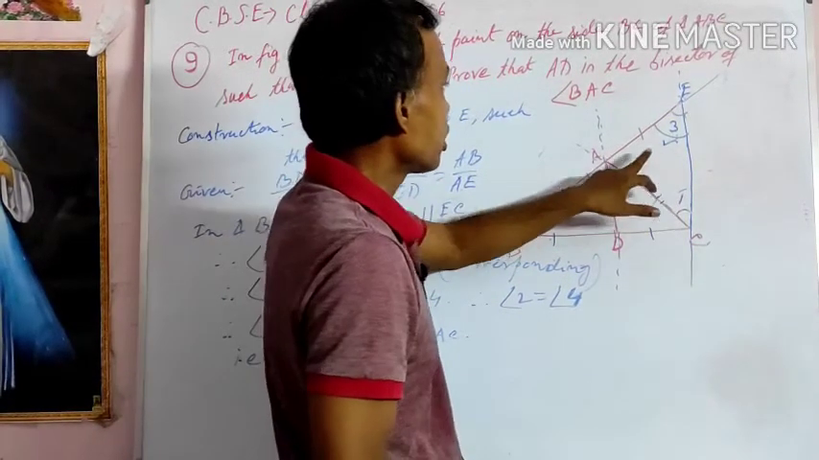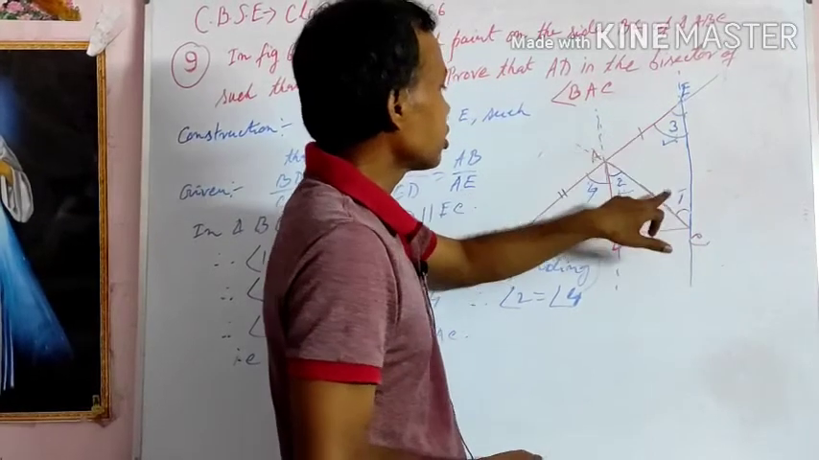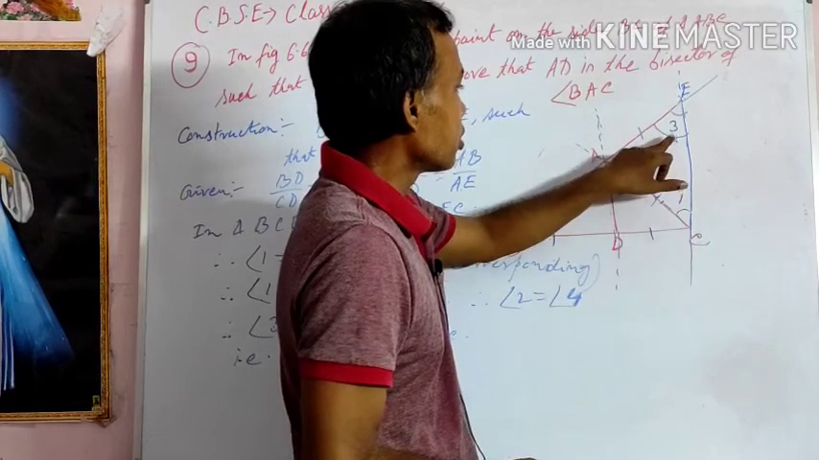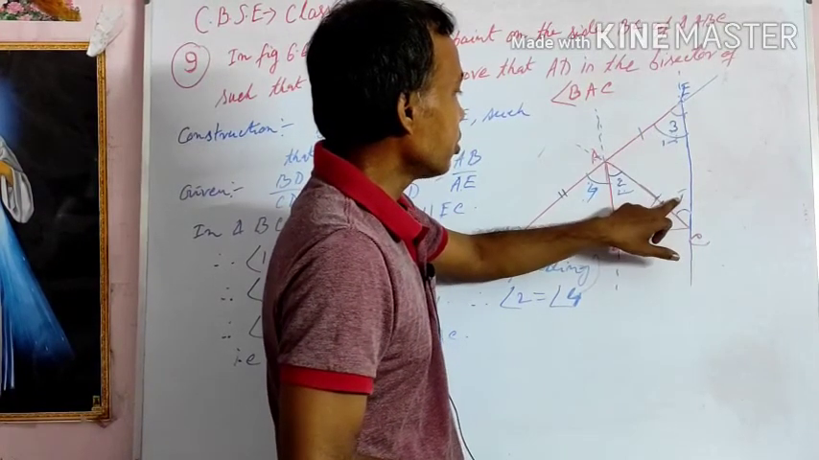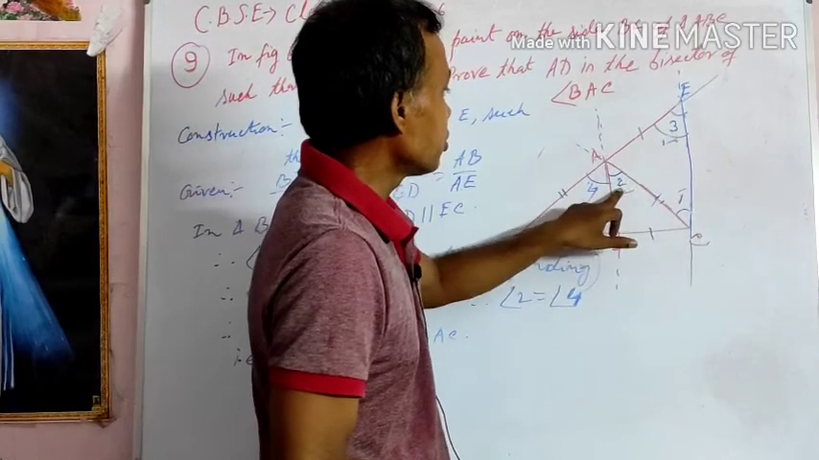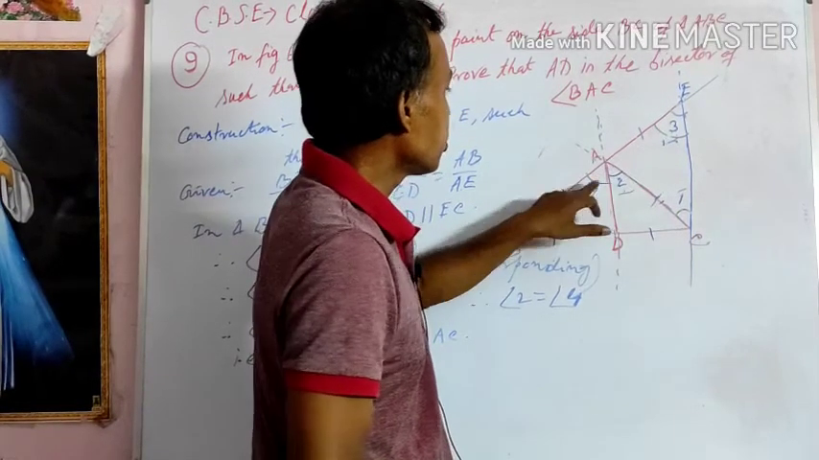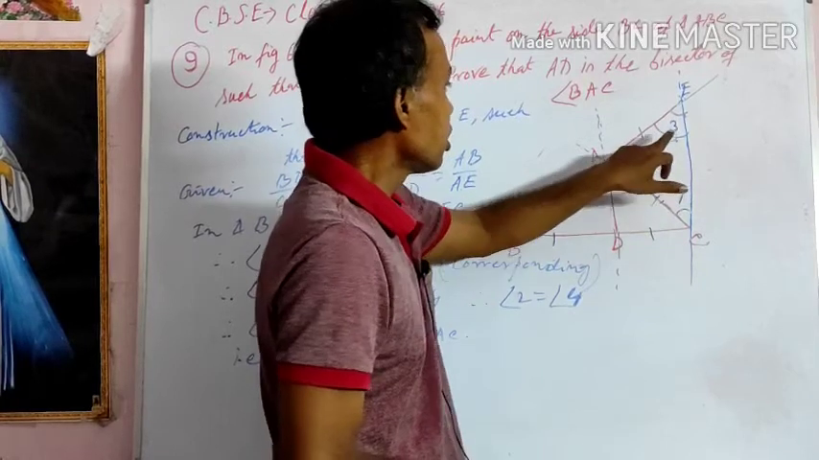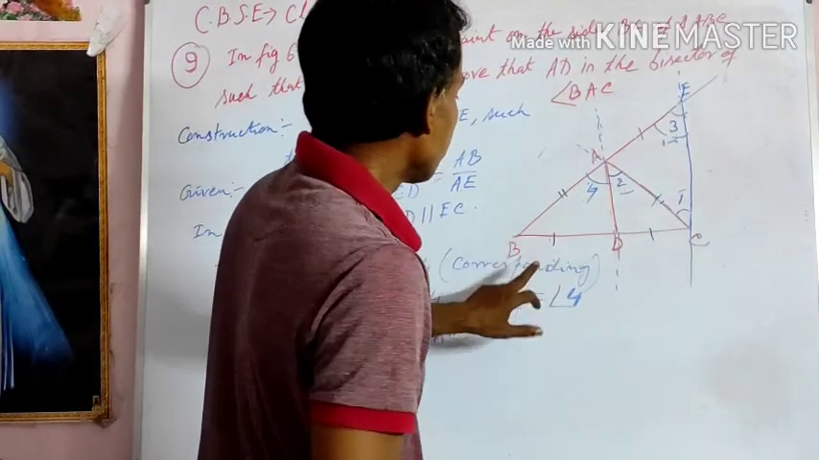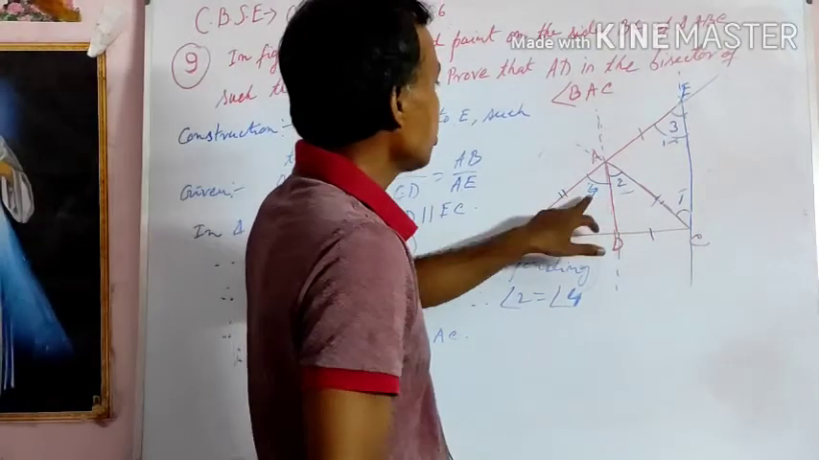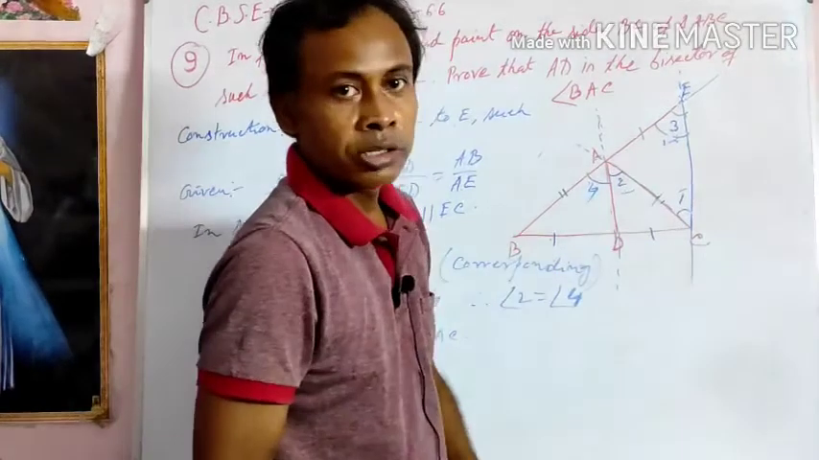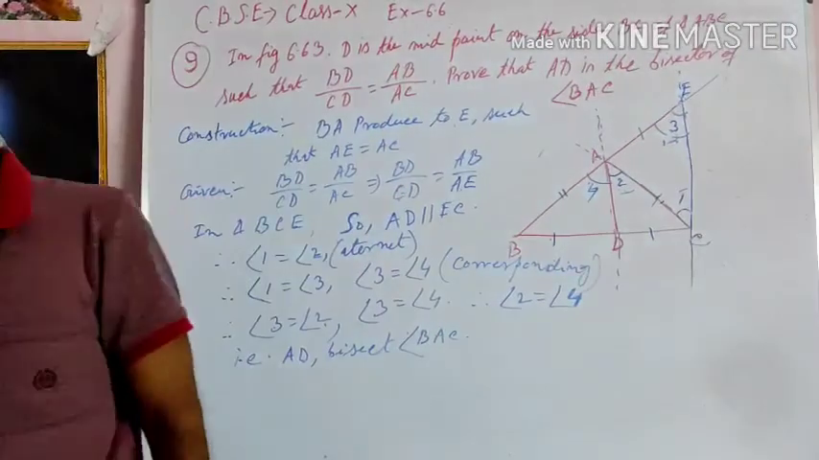Again, this side is equal to this side in the isosceles triangle, so this angle is equal to this angle. Therefore angle 3 is equal to angle 1. Again angle 1 is equal to angle 2, therefore angle 3 is equal to angle 2. Again angle 3 is equal to angle 4. Therefore angle 2 is equal to angle 4. Since angle 2 is equal to angle 4, therefore AD bisects angle BAC. So, very important question. Next question.